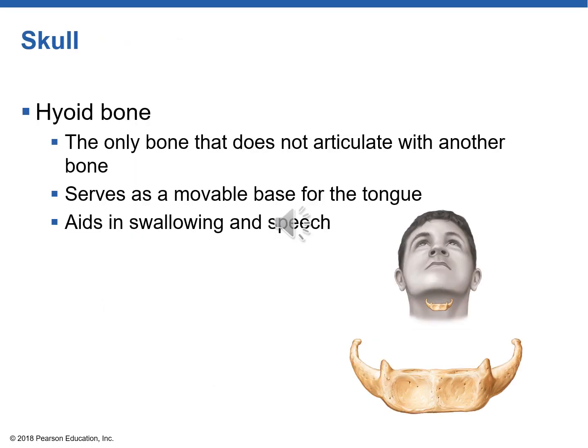The hyoid bone is unique because it is the only bone that does not articulate or connect with another bone. It is helpful when swallowing and speaking, and it serves as an attachment point for the tongue.